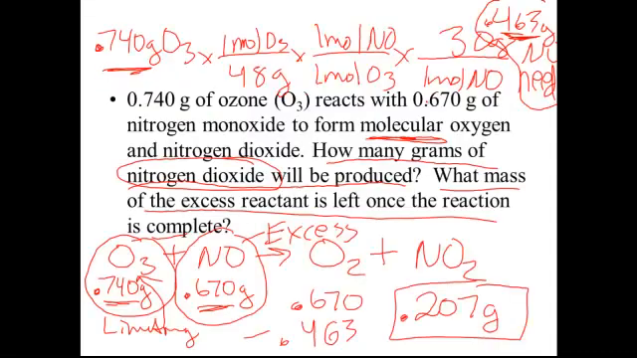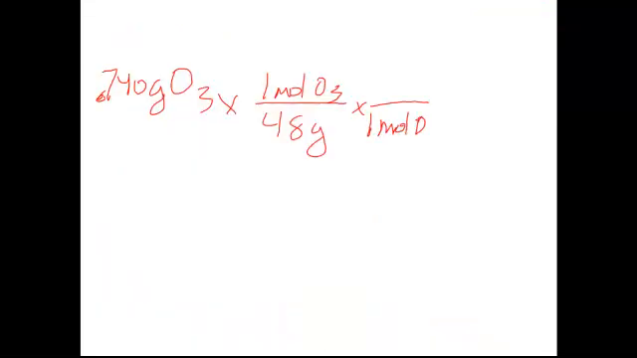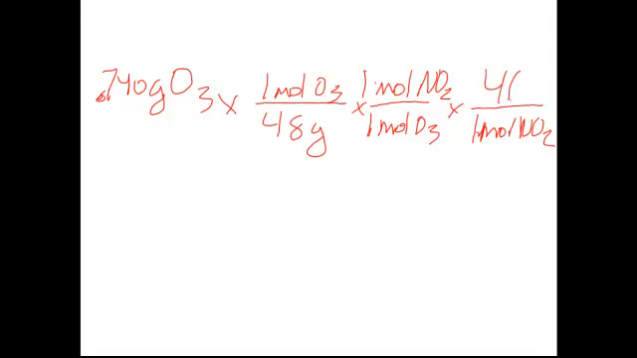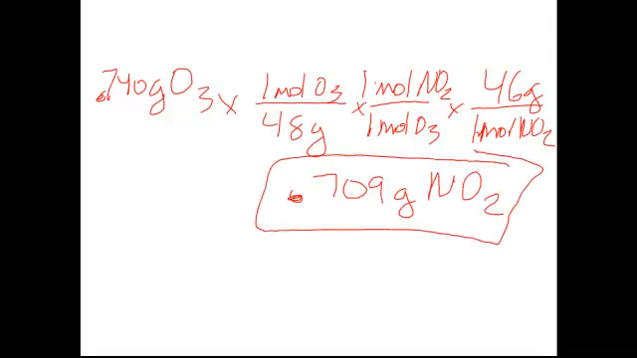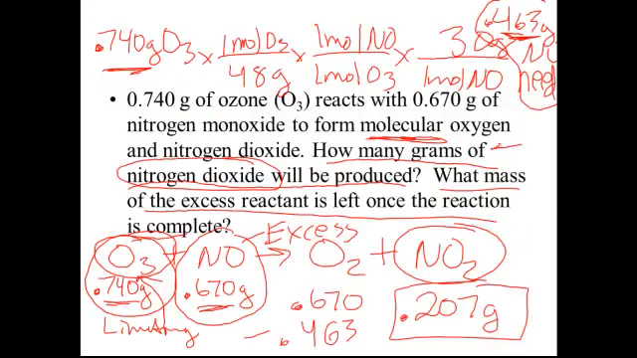Balanced equation. We're going to go from moles of O3 to moles of NO2, which in this case is a 1-to-1 ratio. So 1 mole of O3 makes 1 mole of NO2. And then 1 mole of NO2 has a mass of 14 plus 32, which is 46 grams. So I can take 0.740, divide it by 48, and then multiply by 46, and I get an answer of 0.709 grams of NO2. And that is my final answer for this question.